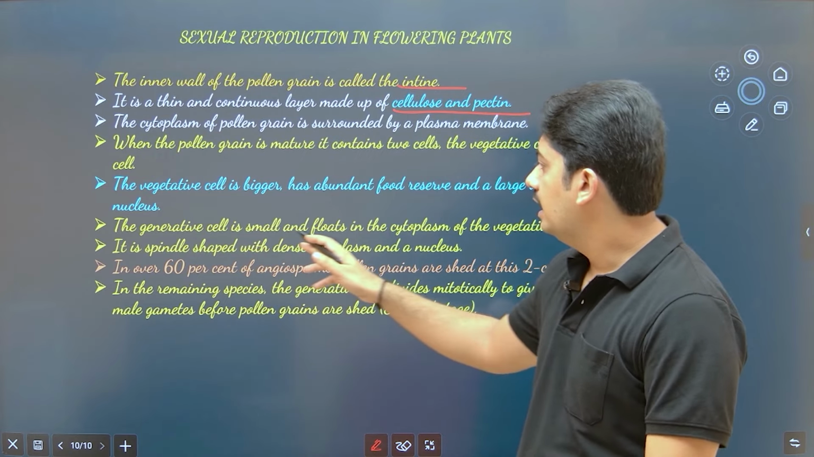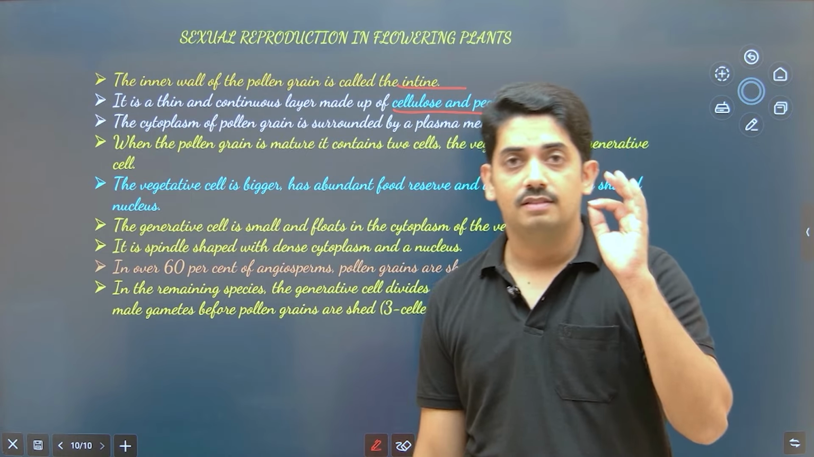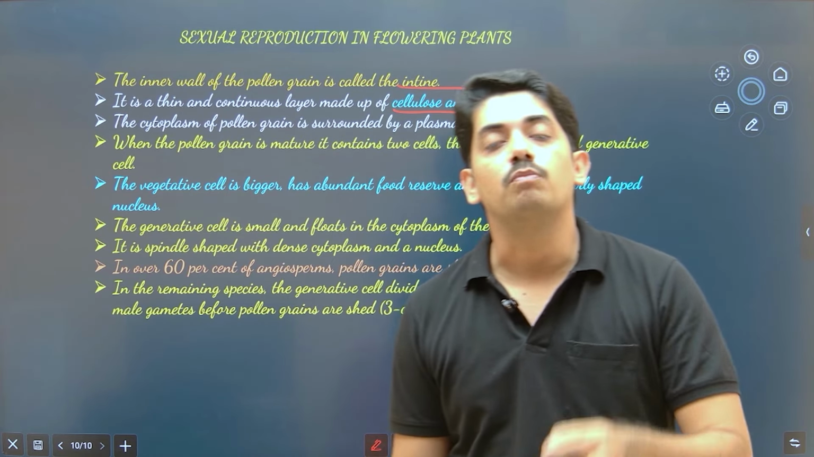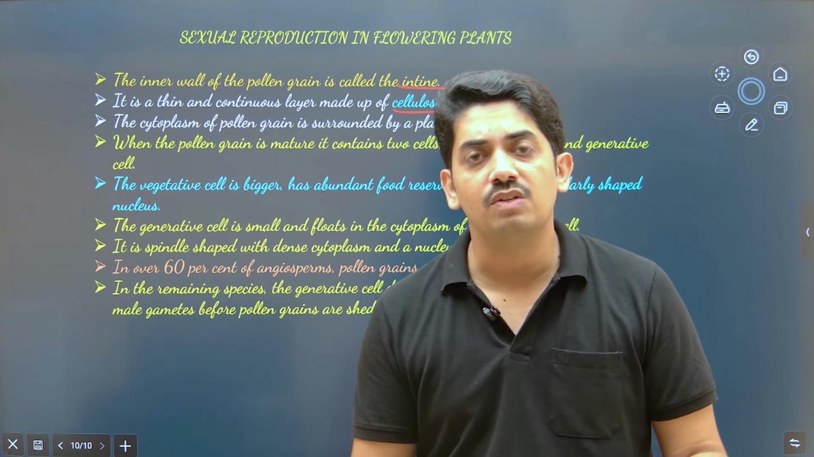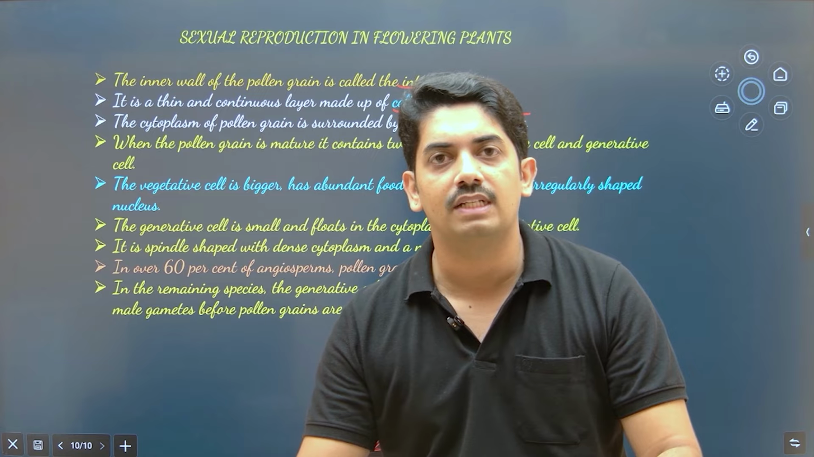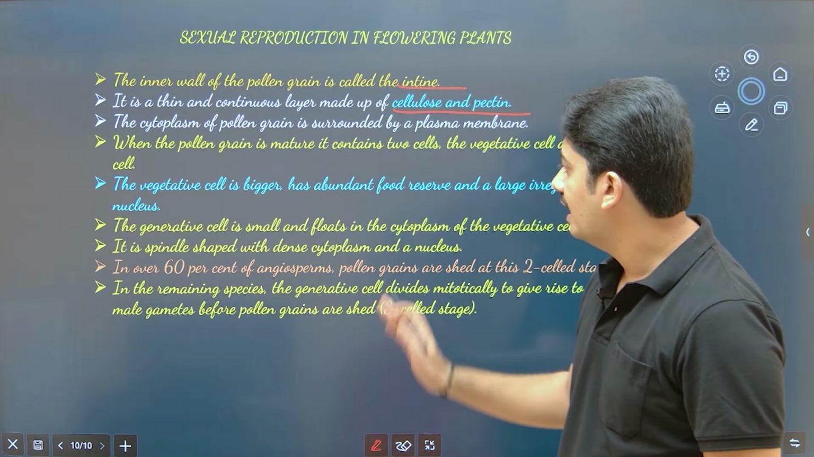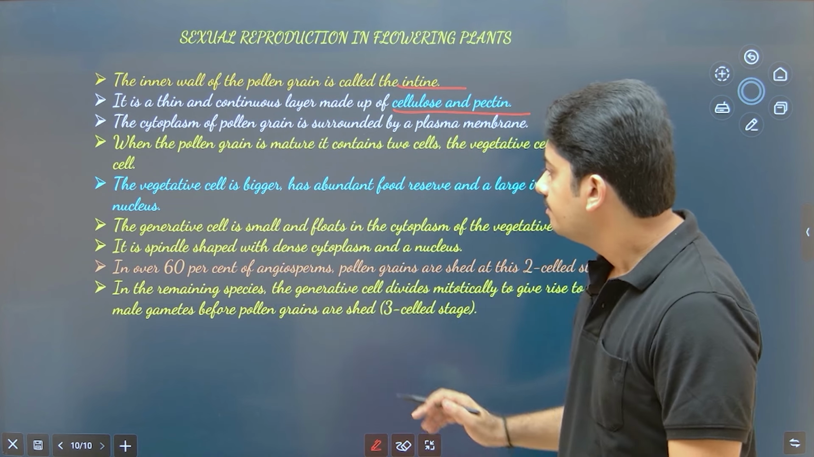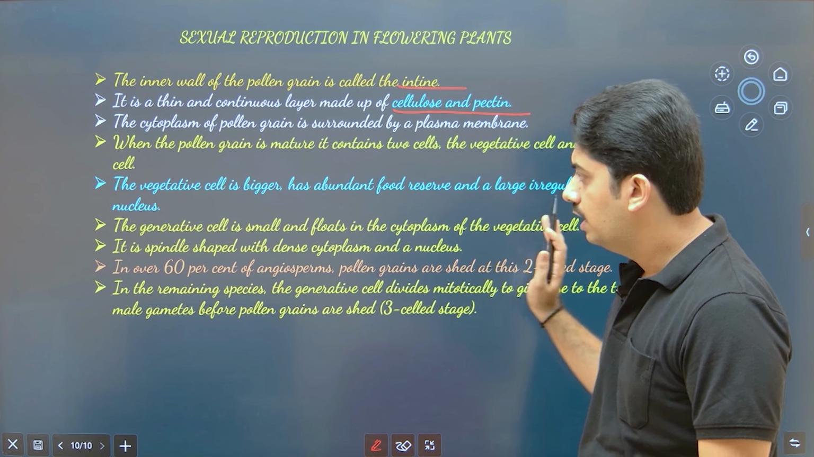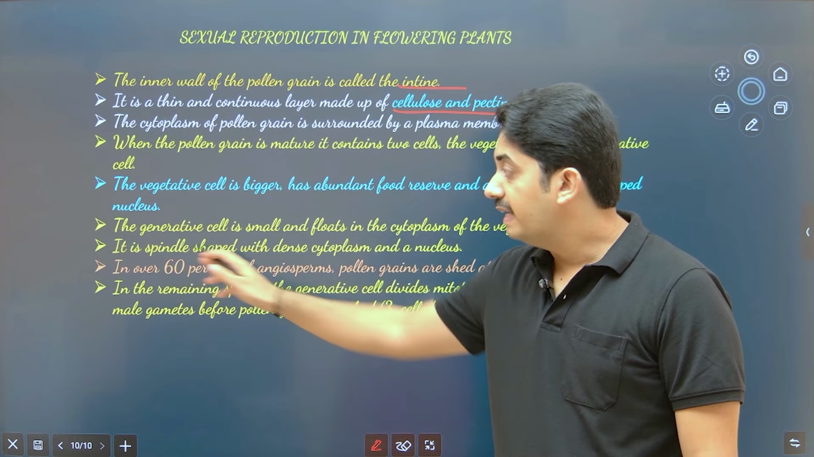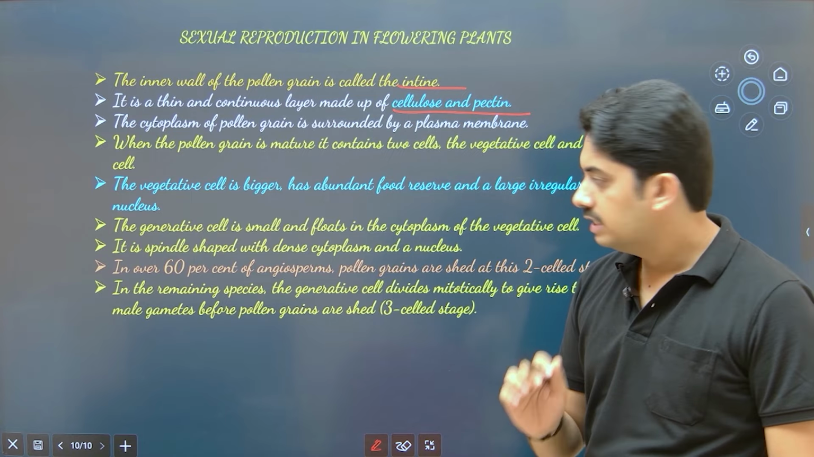The generative cell is small and floats in the cytoplasm of the vegetative cell. Again, this statement is very important. Most of the students find it very difficult to understand how the generative cell floats in the cytoplasm of the vegetative cell. Hope my explanation made you understand this very clearly. Okay, so it is spindle shaped with dense cytoplasm and nucleus. Spindle shaped nucleus, that is the characteristic feature of the generative cell.